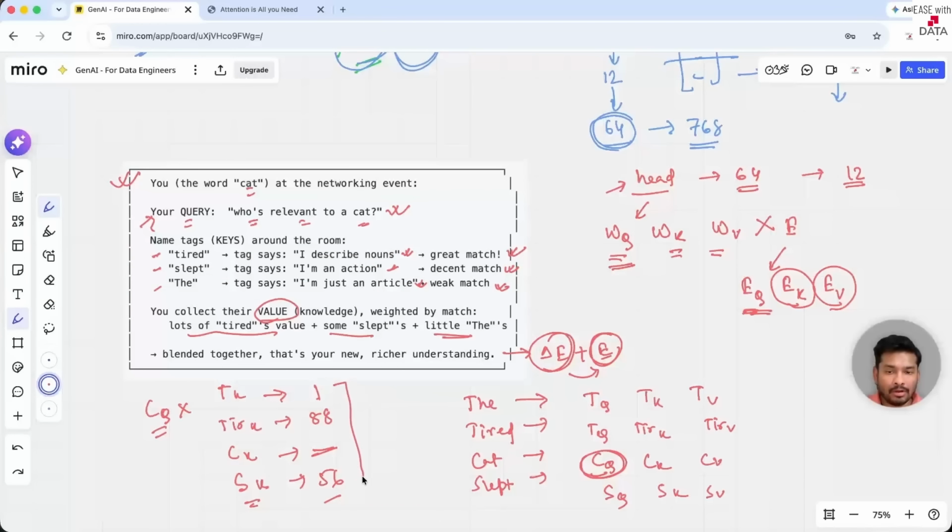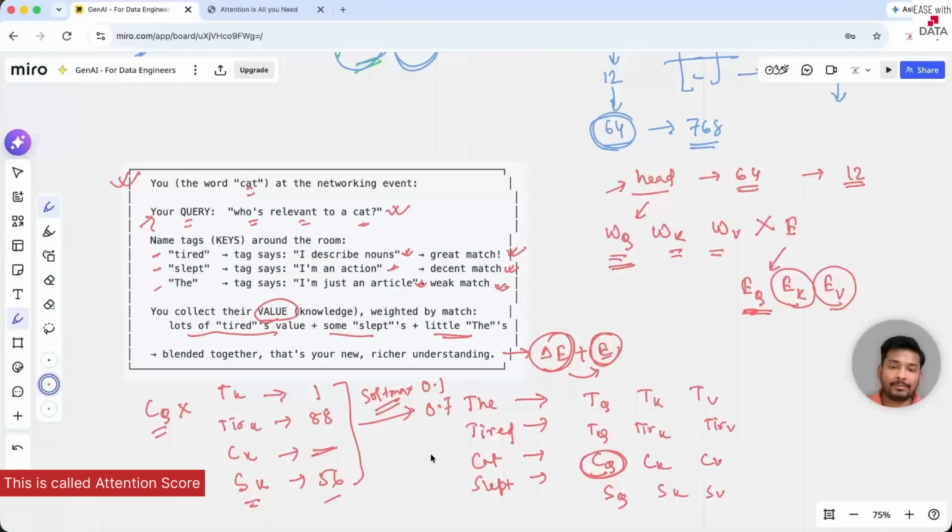And now all of this would be passed into Softmax. If you remember, Softmax converts all of the scores into percentages, and the total is 100%. So consider that for the it has given 0.1, for tired 0.7, and for slept 0.2. So the total here is 1, which is 100%.